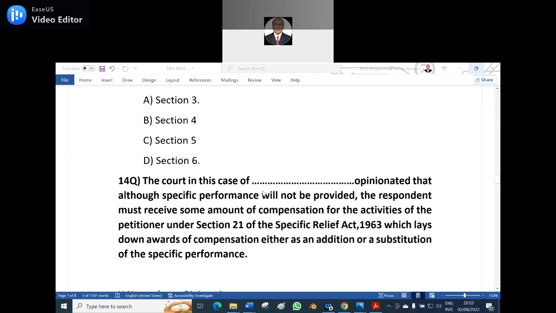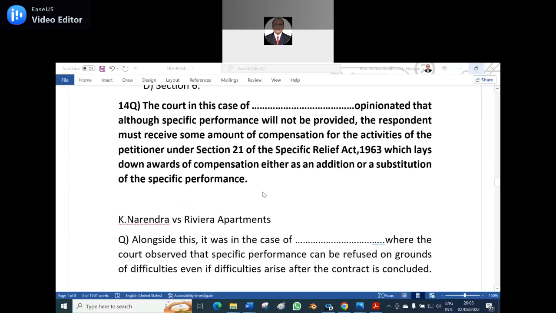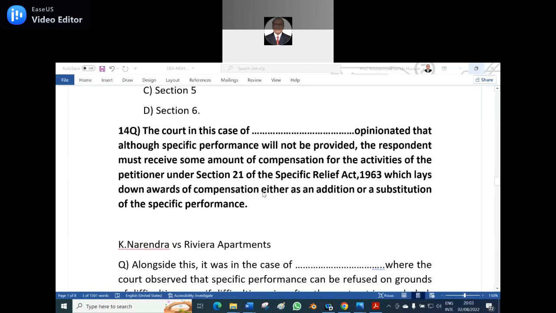There are many cases, but you cannot remember them. Hence I have not given the option because I already showed that. Spandana, you saw the feedback. Now you tell me. It is K. Narendra versus Riviera Apartments, the case law where this section 21 of the Specific Relief Act, which lays down the award of compensation either as an addition or a substitution of specific performance, is given.